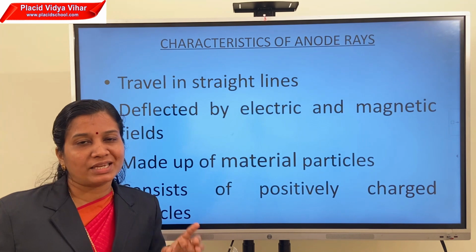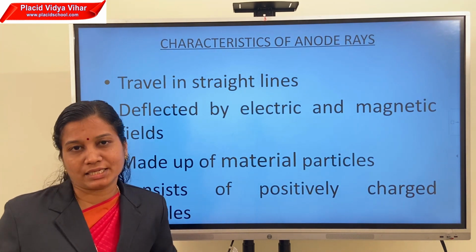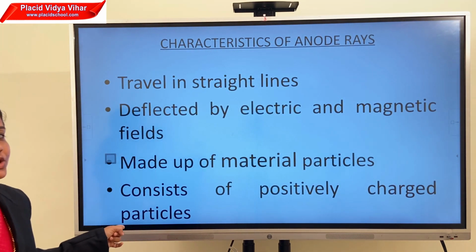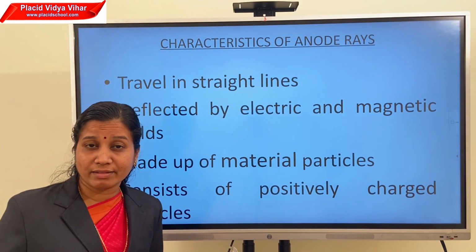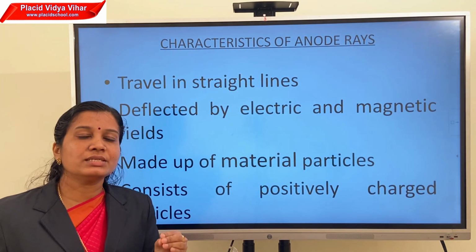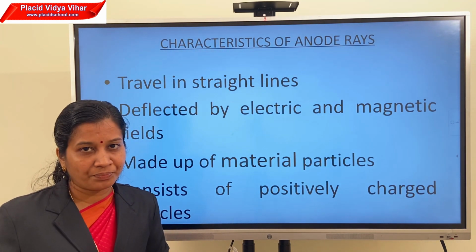That indicates the presence of material particles. The fourth point, it consists of positively charged particles. So from the deflection, we can say that anode ray consists of positively charged particles.